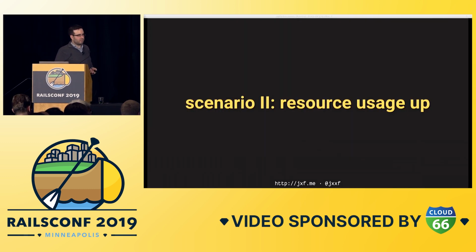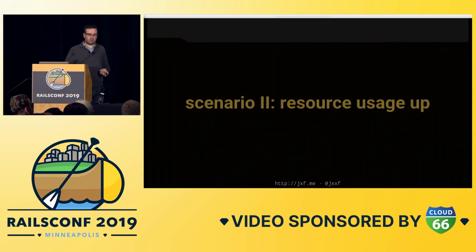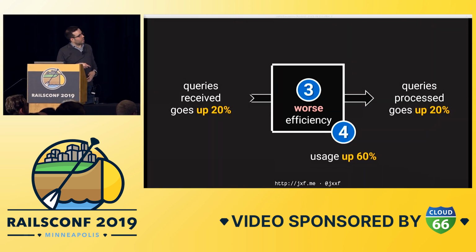Let's say scenario 2, the amount of resources we're using goes up. So here, the amount of queries we receive goes up by 20%. The output goes up by 20%. And now we're using 60% more resources. So efficiency went down. Raise your hand if this is something to alert about. Raise your hand if you wouldn't alert about this.